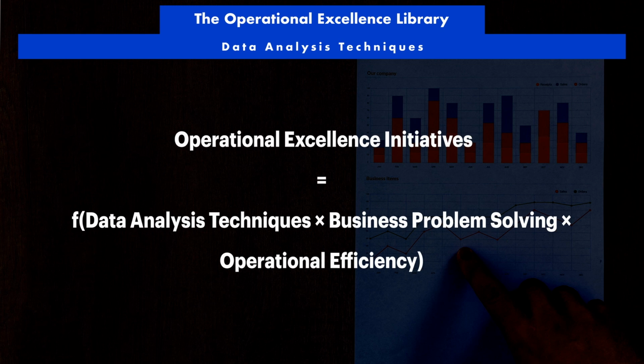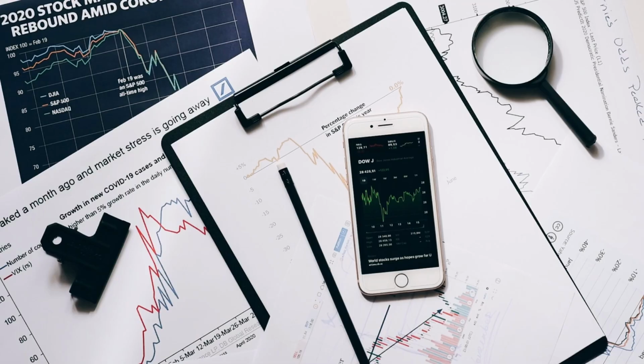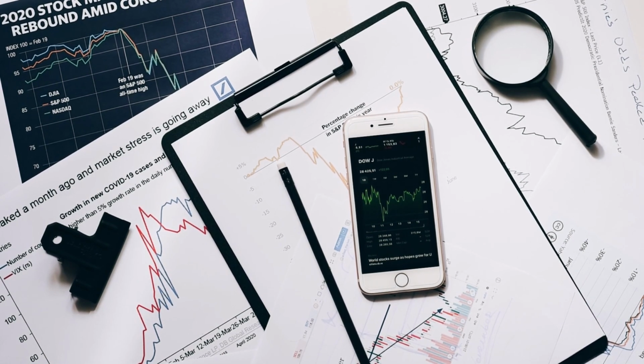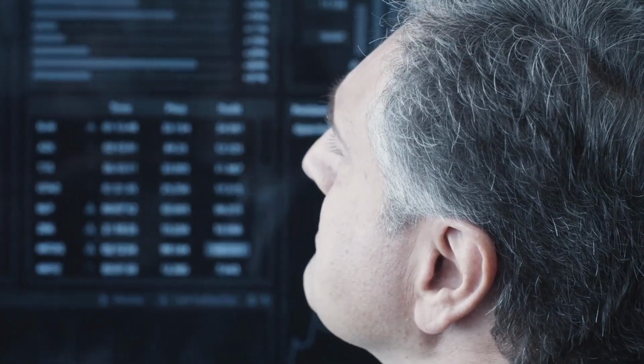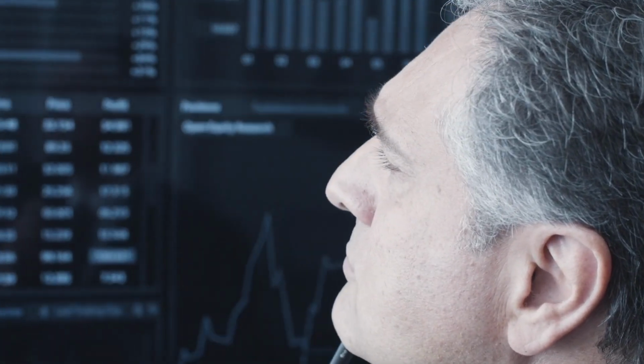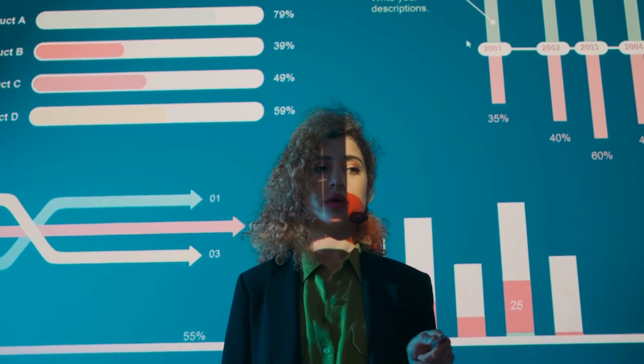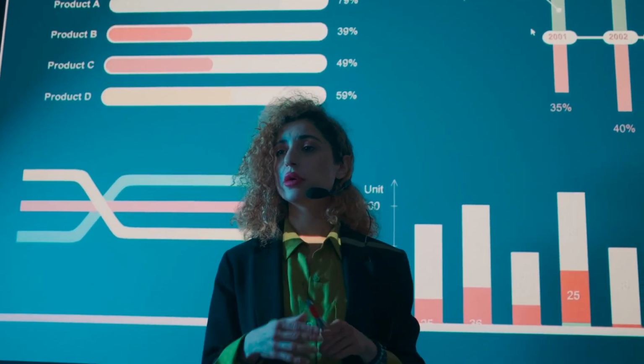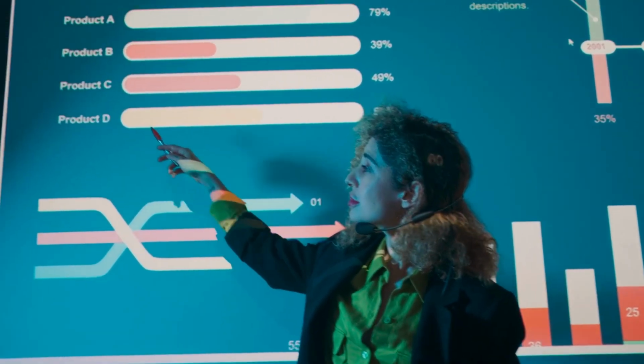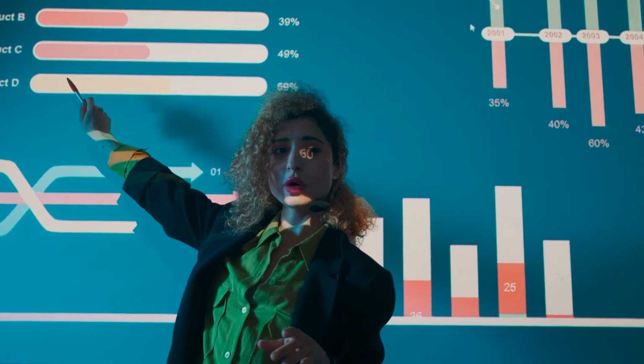and automate decision-making processes. In summary, organizations employ a range of data analysis techniques in their operational excellence initiatives, including regression analysis, time series analysis, decision trees and random forests, cluster analysis, simulation modeling and optimization, text analytics, and machine learning and AI. By using these techniques, organizations can identify opportunities to improve efficiency, reduce waste, and improve customer satisfaction, ultimately achieving operational excellence.